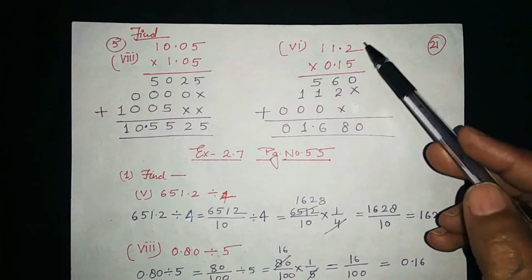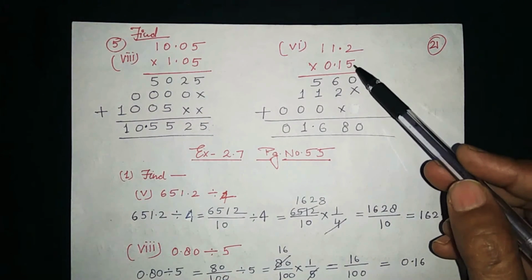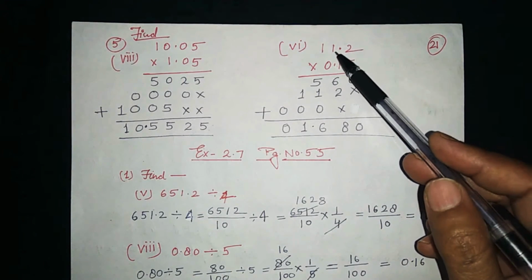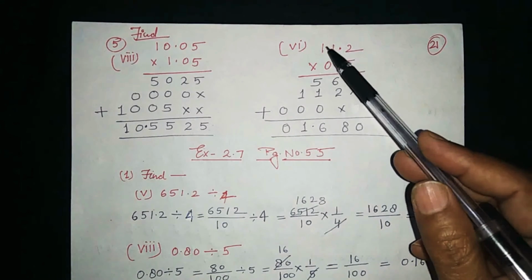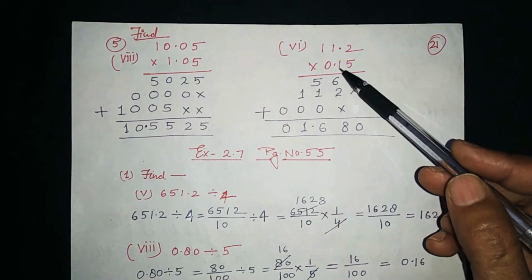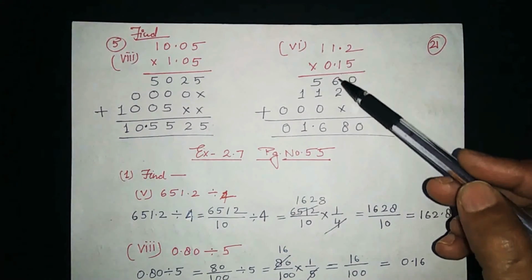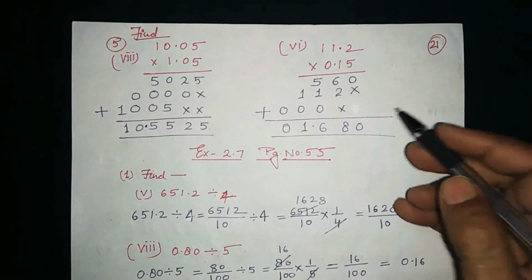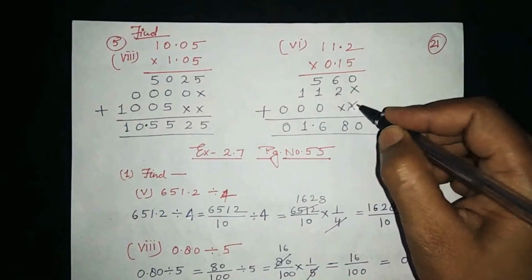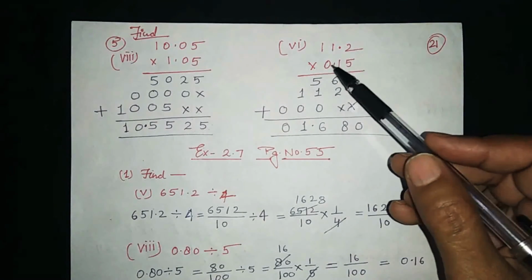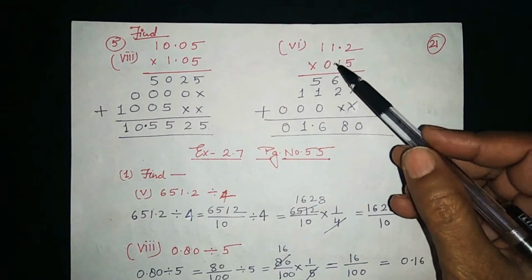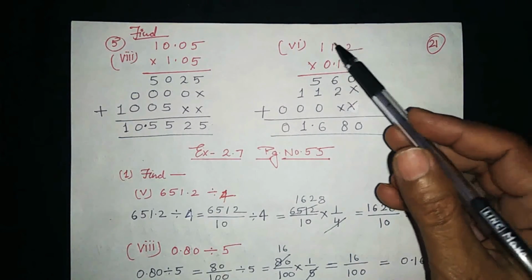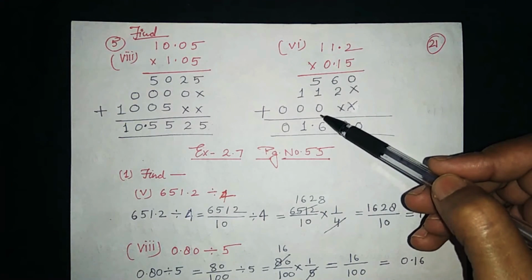First we will multiply 11.2 by 5. 5 2s are 10, carry 1, 5 1s are 5 and 1 is 6, 5 1s are 5. Now by 1, 1 2s are 2, 1 1s are 1 and 1 1s are 1. Now here we will leave 2 digit place, then 0 2s are 0, 0 1s are 0, 0 1s are 0. Because when we multiply any number by 0, we get 0 only.